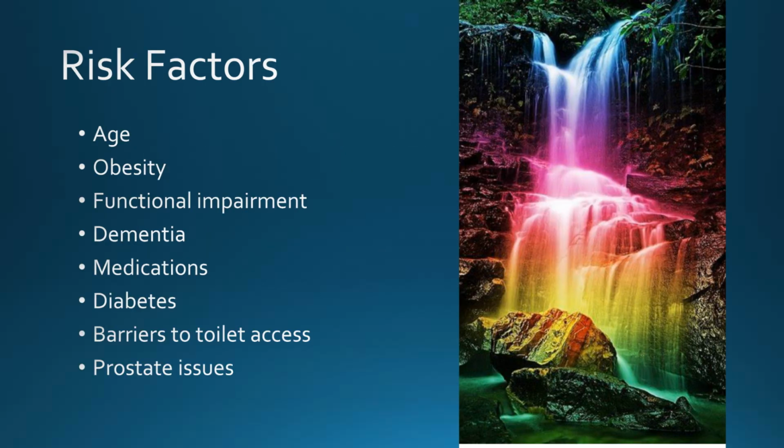The risk factors are clearly age and obesity. High BMI probably even more so. Functional impairment. If you just can't get up and get to the bathroom, you're going to have accidents, such as stress or urge incontinence. Memory impairment predisposes to urinary incontinence. Medications, if you're on water pills. In particular diabetes and neuropathies associated with that. Potential barriers to toilet access, such as being on a long road trip, and also prostate issues for men.